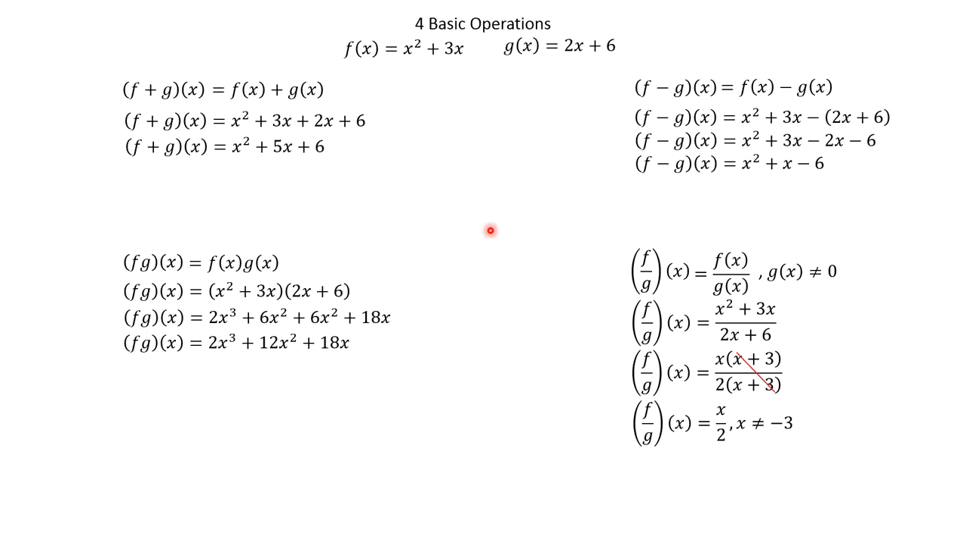So the other operation is a composition of functions. We're still going to use our same two functions here, for the moment at least. Now, the notation for a composition of functions looks like this. We have f, then this little circle, which actually looks kind of like my laser pointer here, then g, then x. And this is pronounced f of g of x.